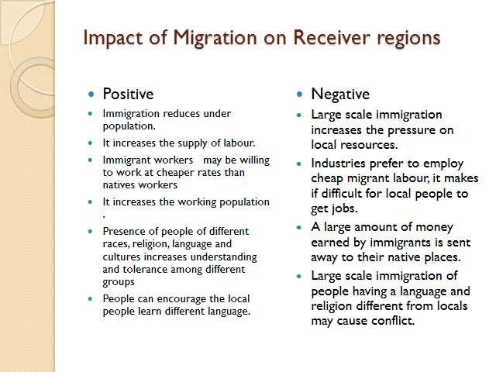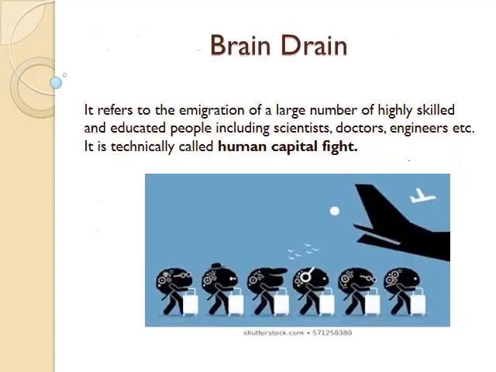It has negative impact also. Large scale immigration increases the pressure on local resources. Industries prefer to employ cheap migrant labor. It makes it difficult for local people to get jobs. A large amount of money earned by immigrants is sent away to their native places. Large scale immigration of people having a language and religion different from the local may cause conflict.